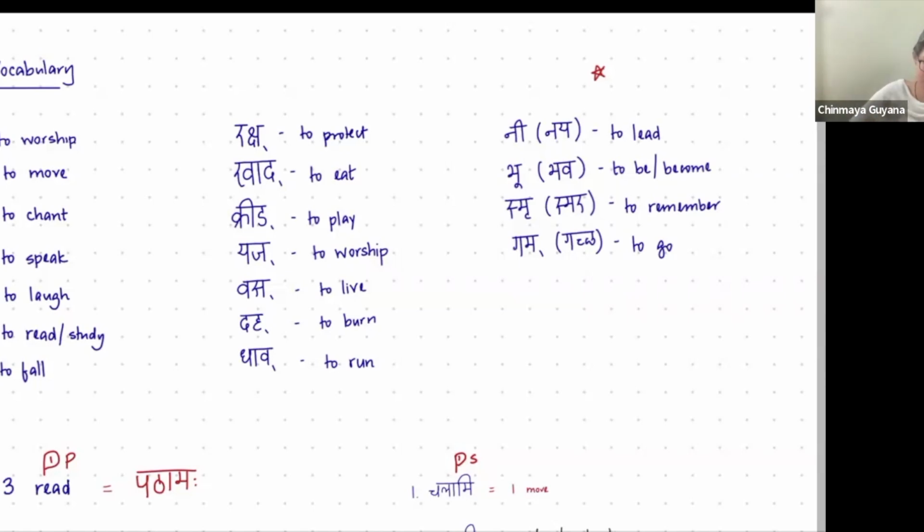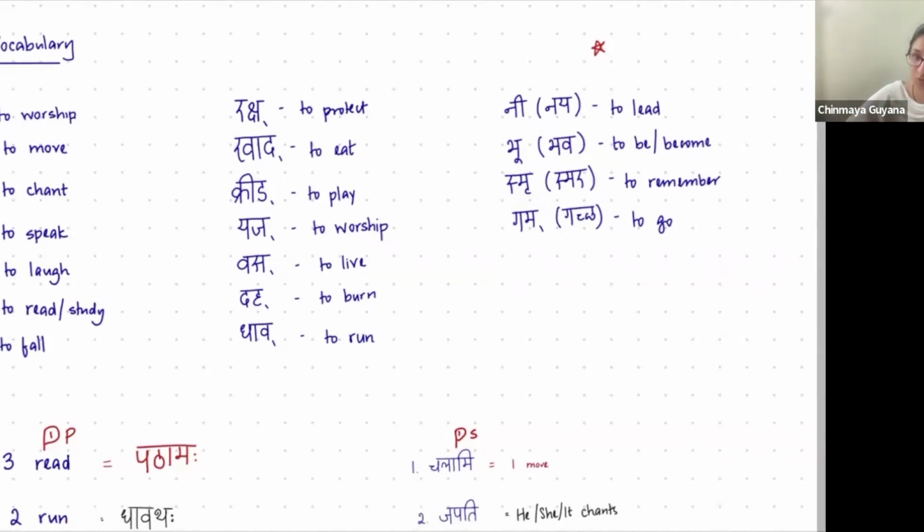Arch, to worship. I'm going downwards. Chal, to move, jap, to chant, vad, to speak, has, to laugh, path, to read or study, pat, to fall. You see why it is so important to get the pronunciation right? Look at these two. If you say path and pat, you don't know which one you're saying. Aham pathami, aham patami. You can try to say I'm going to study, and you can end up saying I'm falling. You must pronounce the sounds correctly. They're very close.